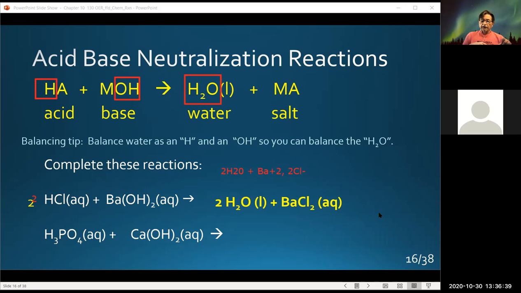My chlorides, I got 2 coming from hydrochloric acid, HCl, and then I got 2 in barium chloride. So chlorides are balanced. I look at barium. I got 1 barium on the reactant side, 1 barium on the product side. So barium's happy. With respect to oxygens, those are the only ones I got left. I have 2 oxygens in the form of the hydroxide in barium hydroxide, and I got 2 oxygens in the form of water. So everybody is balanced. And so my ratio here is 2 hydrochlorics required for 1 barium hydroxide.